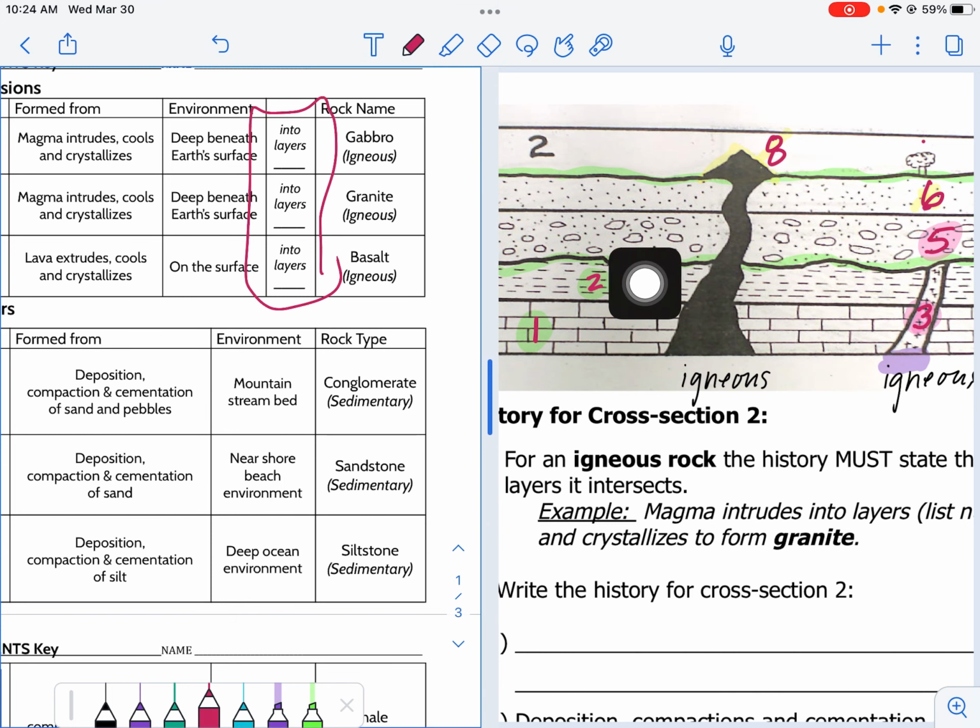I don't want to say all layers. I want to use the numbers. Same thing here. I want to list out the layers it cuts into, only the ones it touches.